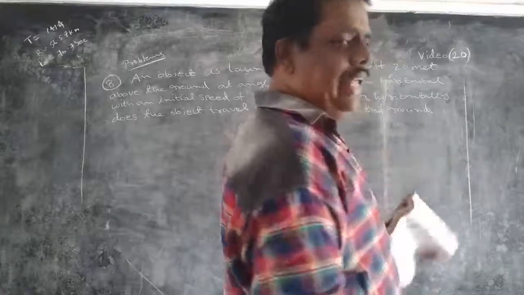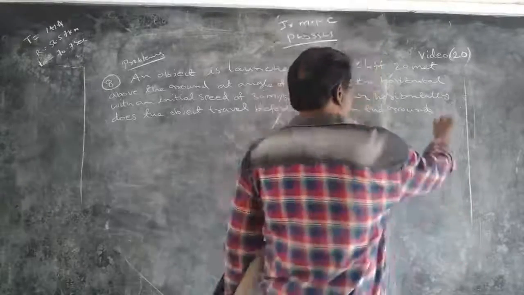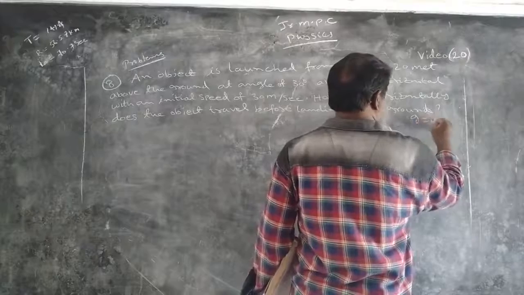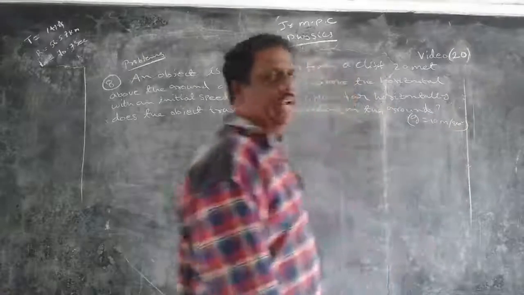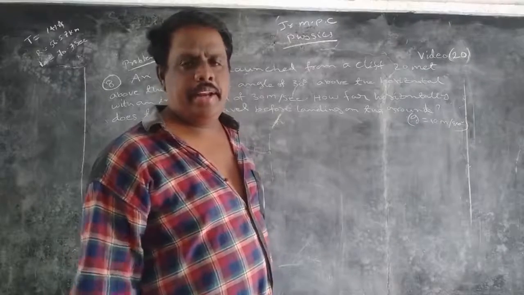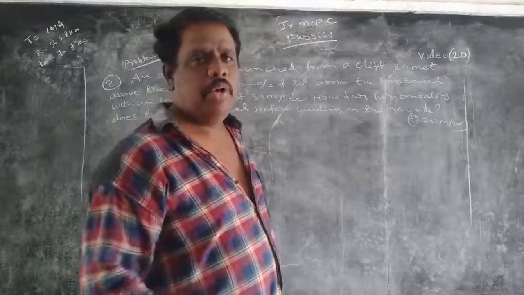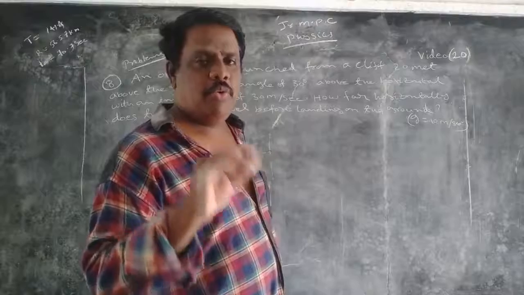Here they are given the g value, 10 meter per second square. If they are not given, we should consider either 9.8 or 10. If they are given 10, we should take the value of g as only 10.